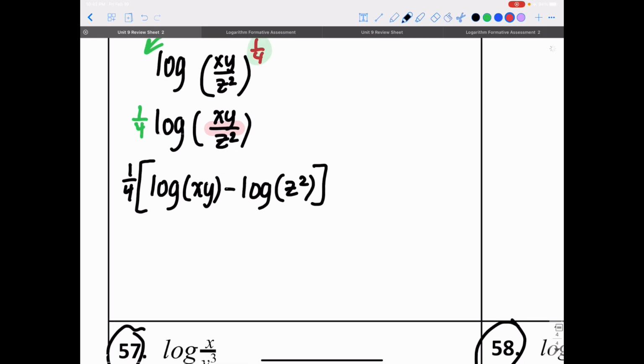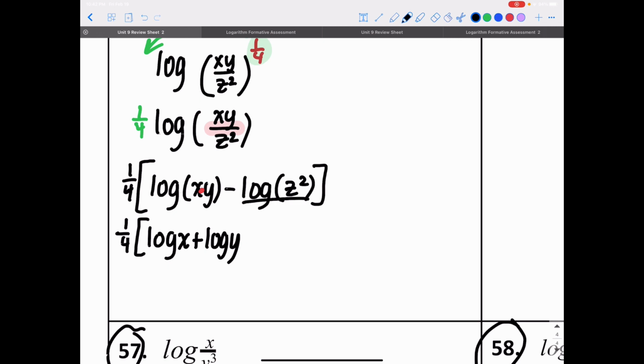From here, I'm going to separate as much as I can inside before distributing that 1/4. I'll have 1/4 on the end. I want to make sure I bring that down. Log of xy, there is multiplication inside. There's multiplication happening between that x and that y. So I'm going to separate with addition. I'll have log of x plus log of y. So this became this.